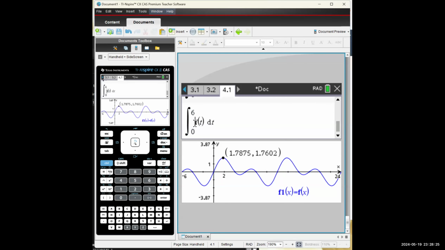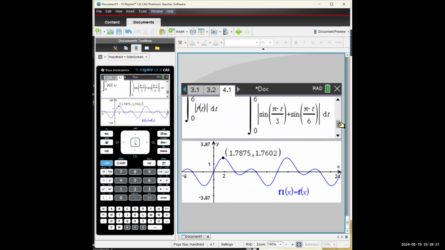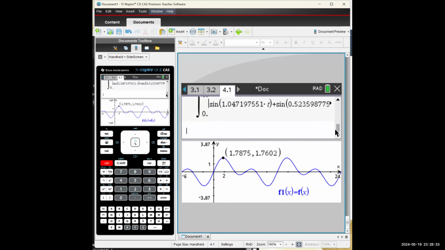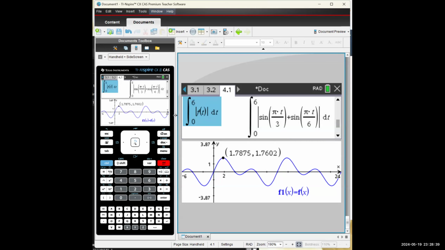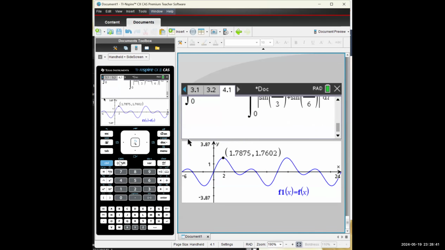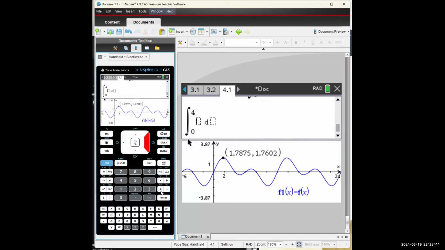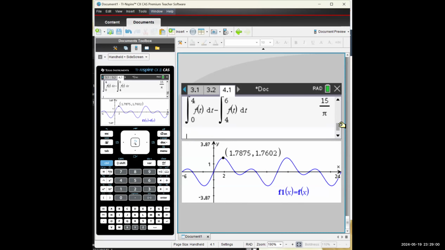And some other student may want to cut the corner, say we want the absolute value of that. Well, if you were trying absolute value of that, even if you press Control Enter, it doesn't give you the desired result. So you have to go from first principles, like the positive bit is 0 to 4, f of t dt, minus 4 to 6, because 4 to 6 f of t dt gives you a negative signed area. Then you're subtracting a negative signed area, and that gives you 15 over pi, okay?